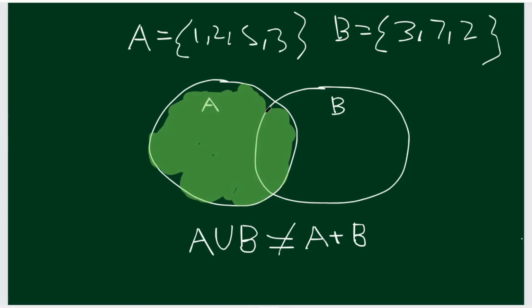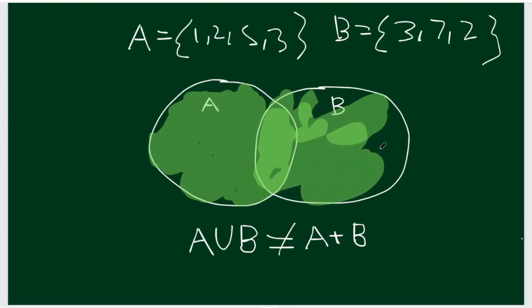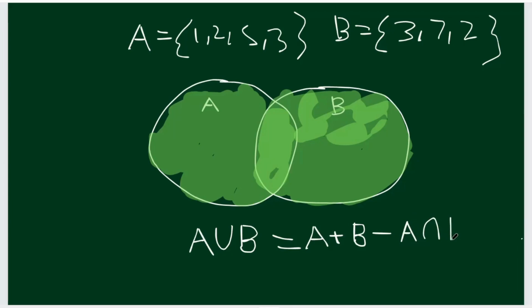So that's A. But then you're going to add a B. So you're adding this entire area. But notice that you're counting the intersection 2 times. So in this case, A union B is not actually equal to A plus B. It's actually equal to A plus B minus A intersect B, since you double counted the intersection.